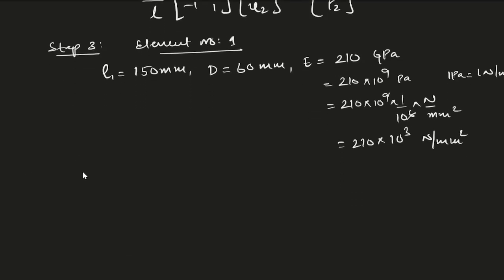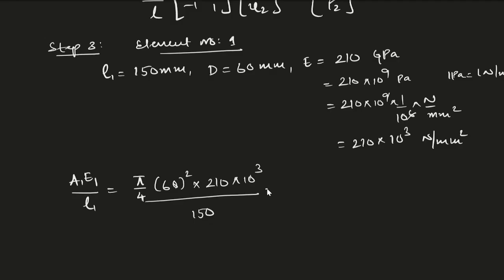Now we have to find the parameter, that is A1. This is our first element. So I'm just writing suffix A1, U1, L1. So A is the area, pi by 4, the diameter for this is 60 squared. E1 is the same Young's modulus, 210 into 10 power 3, and L1 is 150 mm. If you put it in the calculator, we'll get the value as 3.9584 into 10 power 6 Newton per mm.